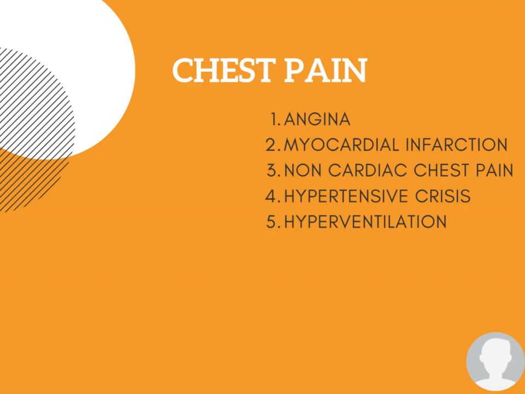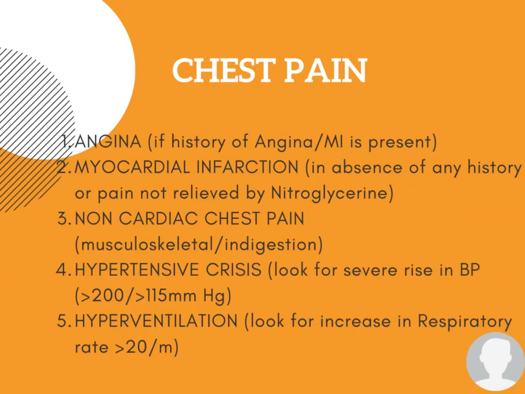For example, first of all, let's talk about chest pain. When you have chest pain, these are the five conditions that you can suspect most commonly, right? So, angina, myocardial infarction. You can also suspect that the patient is just having some indigestion, right? Non-cardiac chest pain. Less commonly, it can be a hypertensive crisis or a case of hyperventilation. The patient is experiencing anxiety. They may also feel some chest discomfort and say that I'm having pain in my chest, right? So let's see how to rule these out.